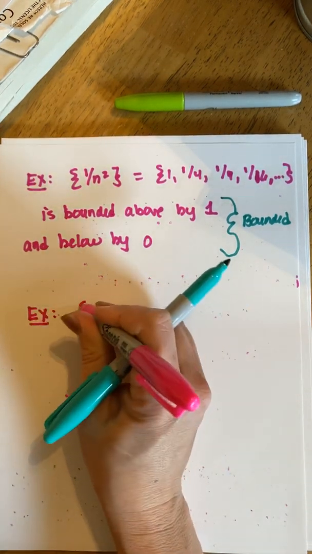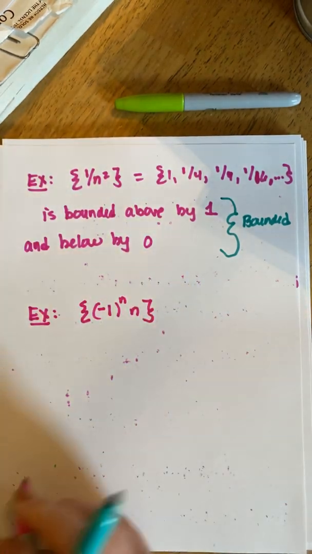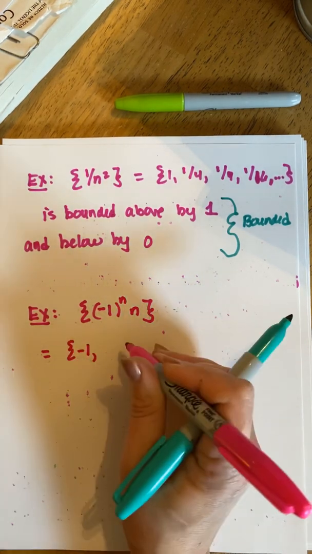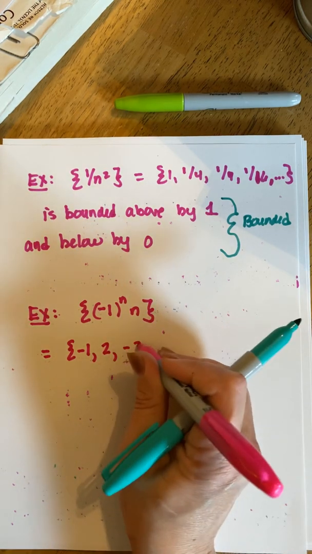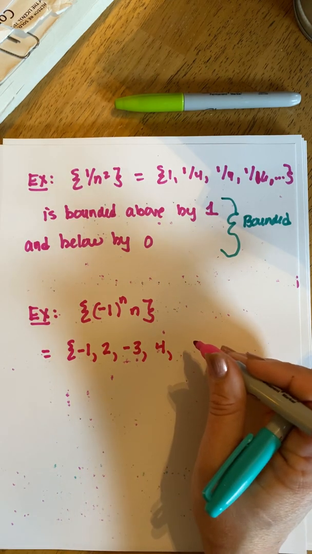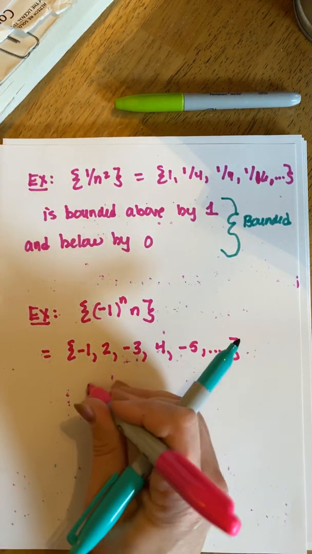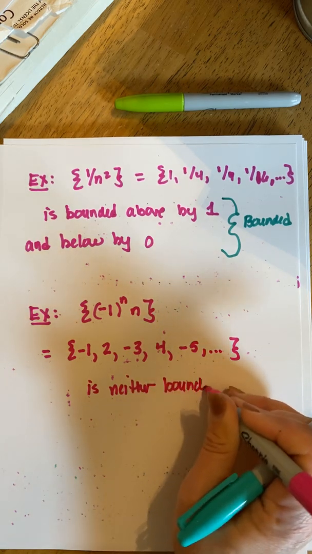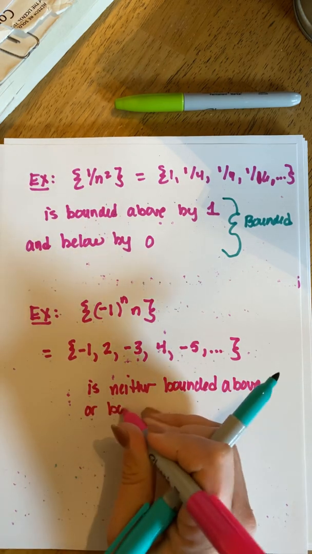Let's look at this guy. -1 to the n times n. How does this behave? Well, at 1 it would be -1. At 2 it would be +2. At 3 it would be -3. At 4 it would be +4. So this is a sequence of integers that alternate signs. So it is neither bounded above or bounded below.